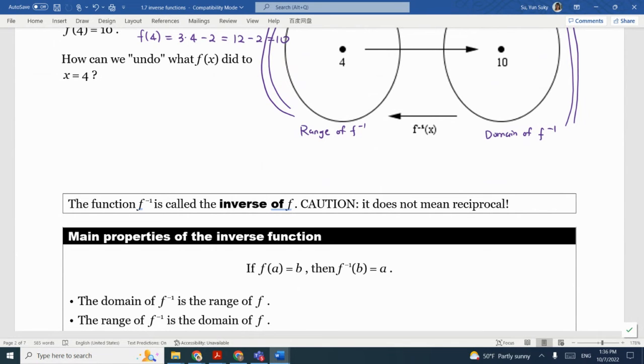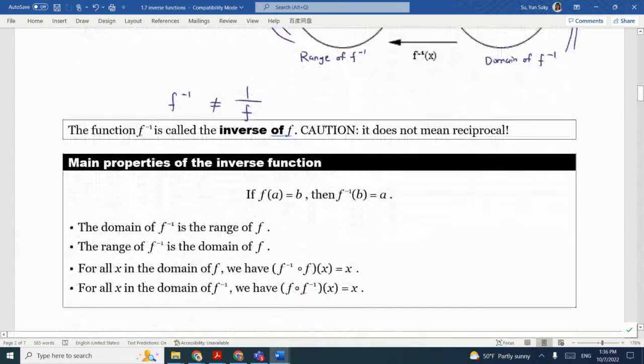All right, so this notation f to the negative 1 is called the inverse of f. Be careful! This is not reciprocal. This notation is the inverse function. It's not 1 over f. This is not the reciprocal. Okay, everybody? So be careful of that.